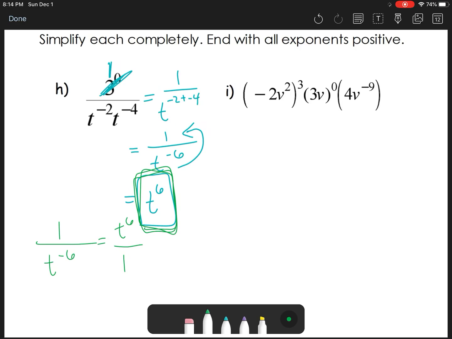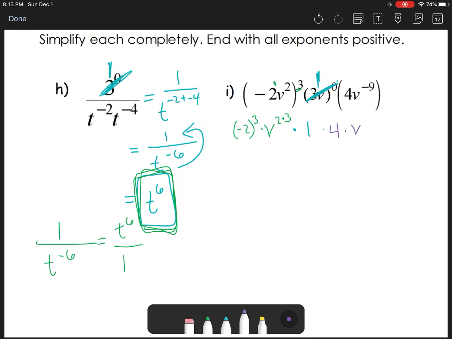Looking at letter I, we have a lot of stuff going on. So we have negative 2 times v to the second raised to the third power. So let's just start with our power to a power rule. We've got negative 2 to the first power, so we'd have negative 2 raised to the third power, and then v to the second raised to the third power, so we'd be multiplying those exponents. And then we've got 3 times v to the 0 power. Well, anything to the 0 power is just going to be 1, so that just simplifies out to 1.